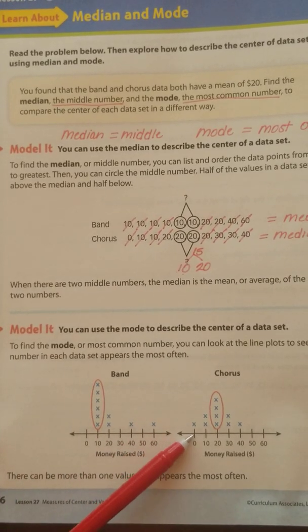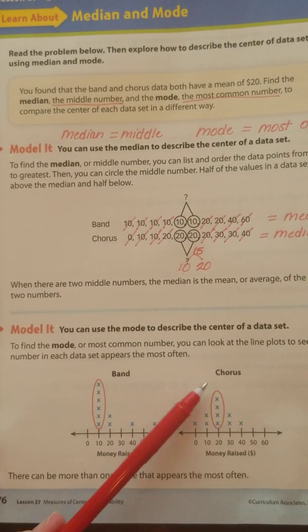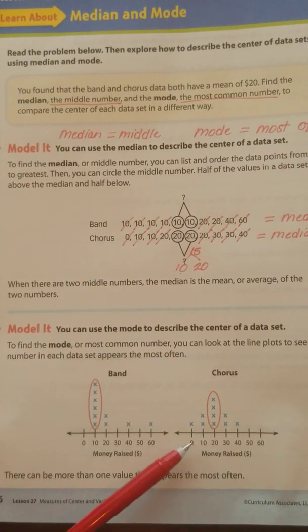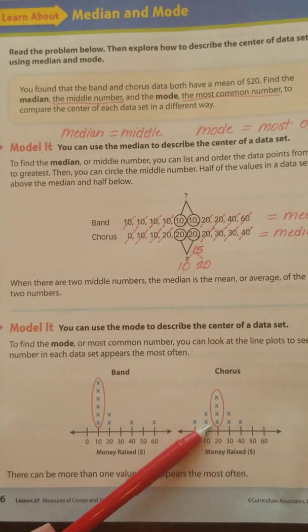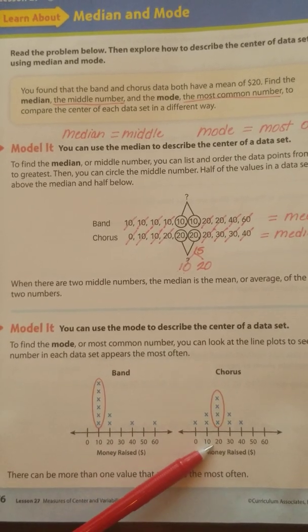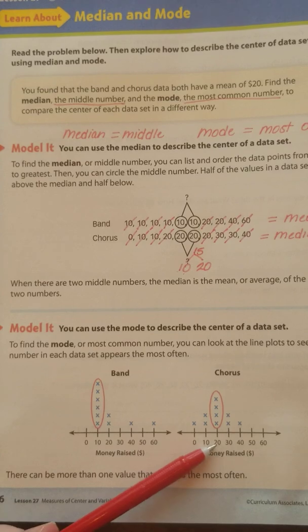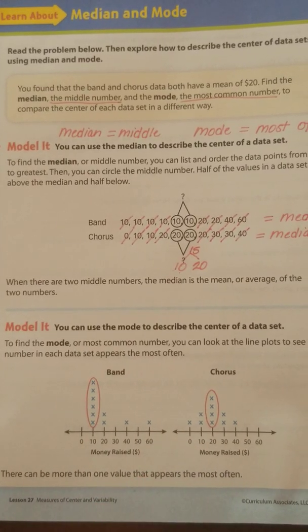Then with the chorus, they've done the same thing. They plotted out the different points, and we can easily see that the amount of money raised the most often, the most common answer, is going to be 20. So for the chorus, our mode is 20.